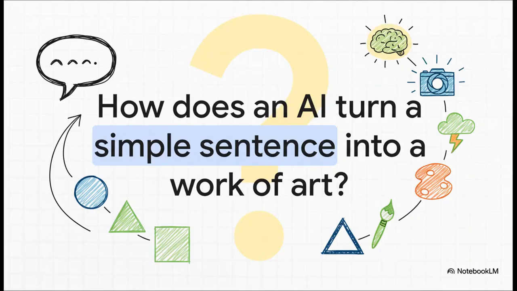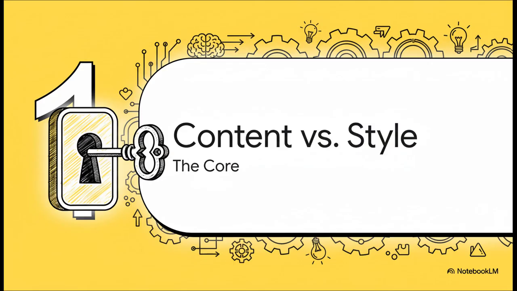So really, it all boils down to this one question. How in the world does an AI take a simple sentence and turn it into a work of art? I mean, something with real feeling, real style. It feels like magic, doesn't it? But I promise you, by the time we're done here, you're going to see it's not magic at all. You'll get the mechanics behind the whole thing. All right, let's get into the core of it.